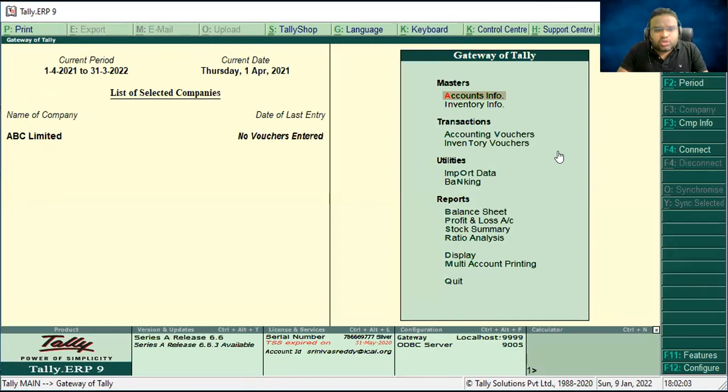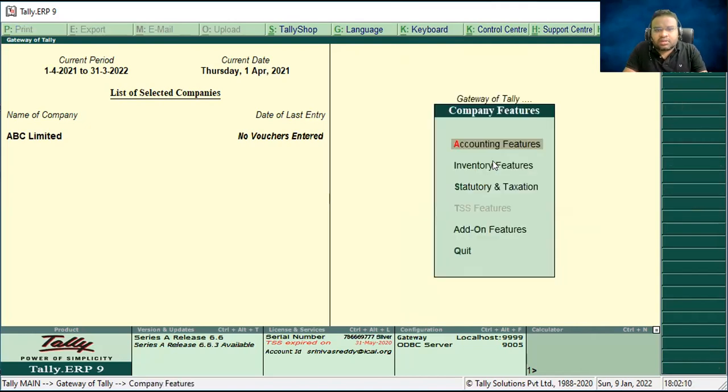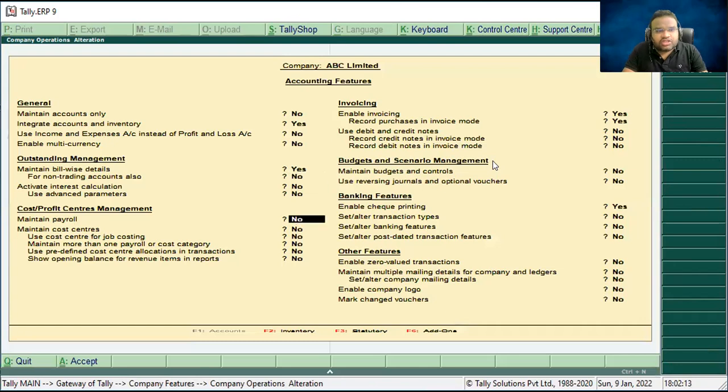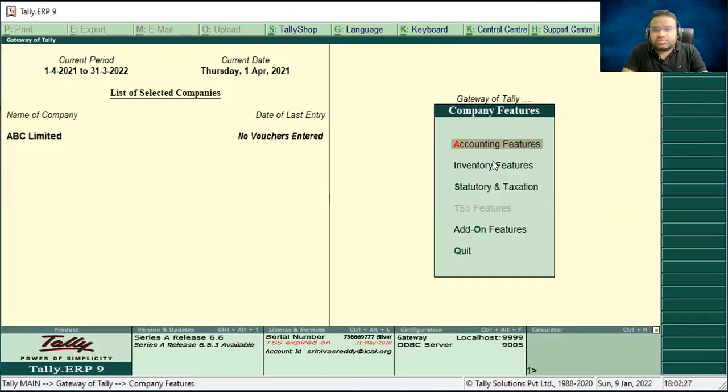Right. So what I'm doing here, let us see carefully. First, in accounting features, I'm enabling cost centers. Maintain cost centers, yes. Use cost center for job costing, maintain cost centers. So first, as I discussed, we need to have general ledgers. General ledgers are used for financial accounting. Cost centers are required for cost accounting.